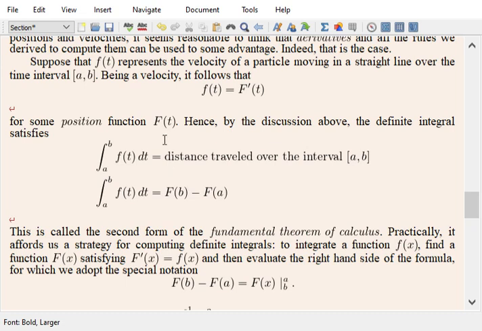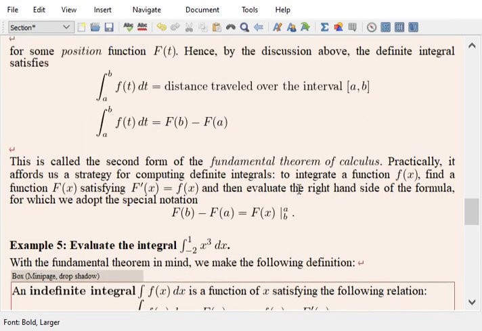But now that we actually have a position function associated with it, what is the distance traveled over the interval AB? Well, that's literally the position at B minus the position at A. It's wherever it was at B minus wherever it was at A. It's the difference of the two positions. So this is what's called the second form of the fundamental theorem of calculus.